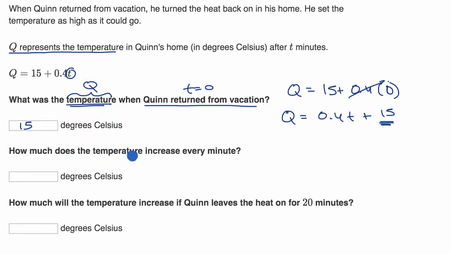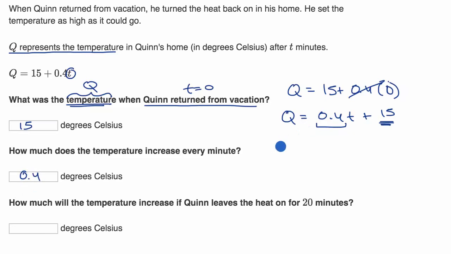How much does the temperature increase every minute? There's a couple of ways you could think about this. One, if you recognize this as slope-intercept form, you could see that 0.4 is the slope. So that says for every 1 minute change in time, you're going to have an increase in temperature by 0.4 degrees Celsius. So you could do it that way.